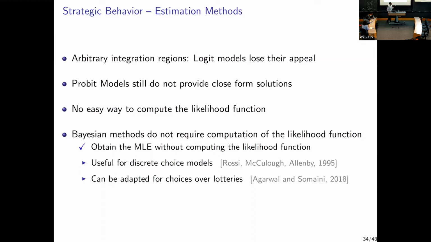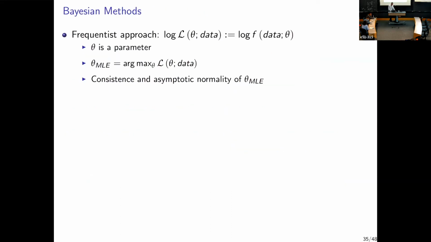And we see that people in the marketing literature or in economics have been using these Bayesian methods, typically in the context of discrete choice, where the benefits over logit are not so great. But here we're going to see that the benefits are going to be substantial because they can be adapted to estimating models where you're choosing over lotteries rather than choosing over particular products. Okay, so let me give you a very fast introduction to these Bayesian methods.